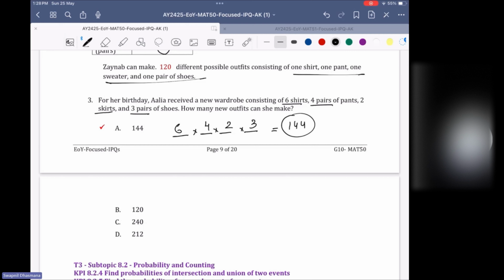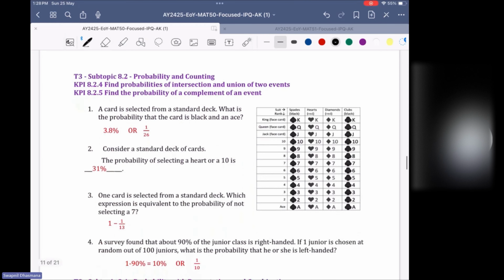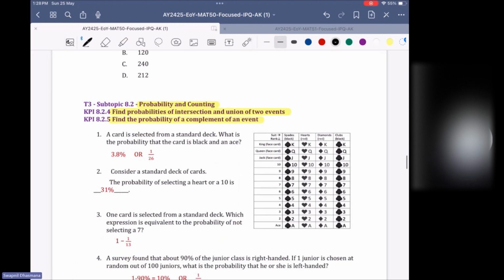Moving on, 8.2, that is about probability and counting. So you have to make empty spaces. Now you're looking at intersection and union and probability of complement. When we talk about intersection, let's say this is maths and this is science. So the common part is the intersection part, which is given by a downward U.